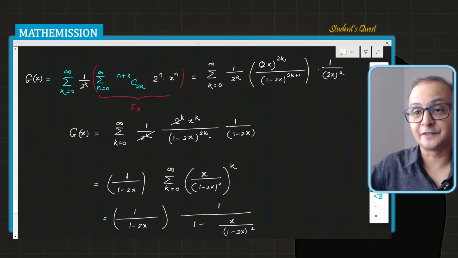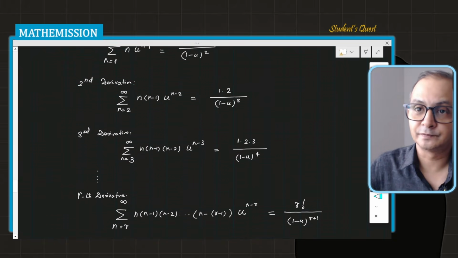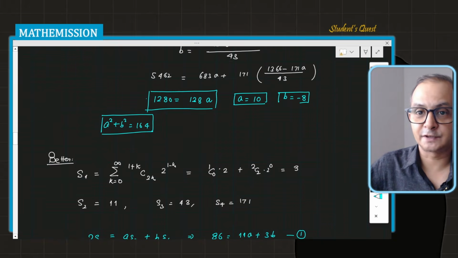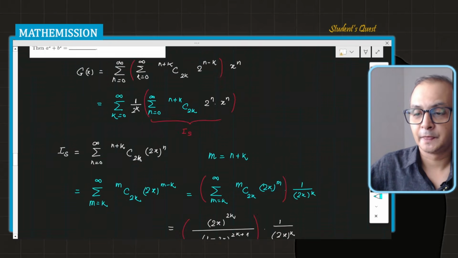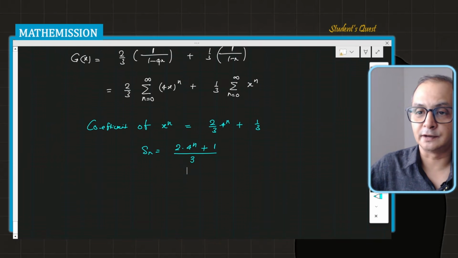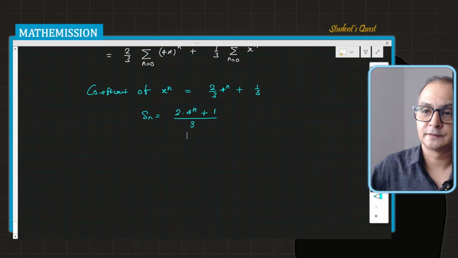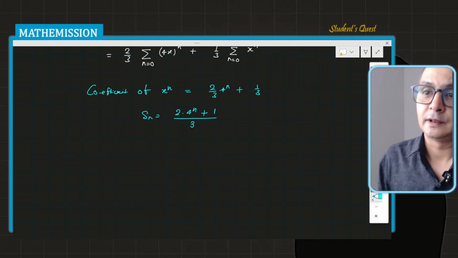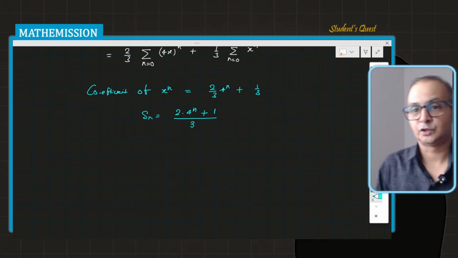Just let's verify it, and also we go to the answer. You notice that we got S1 in our previous method as 3. If you put n is equal to 1 there, what do we get? 4 to the power 1 times 2 plus 1, that is 9 by 3, that is 3. So this is our Sn.